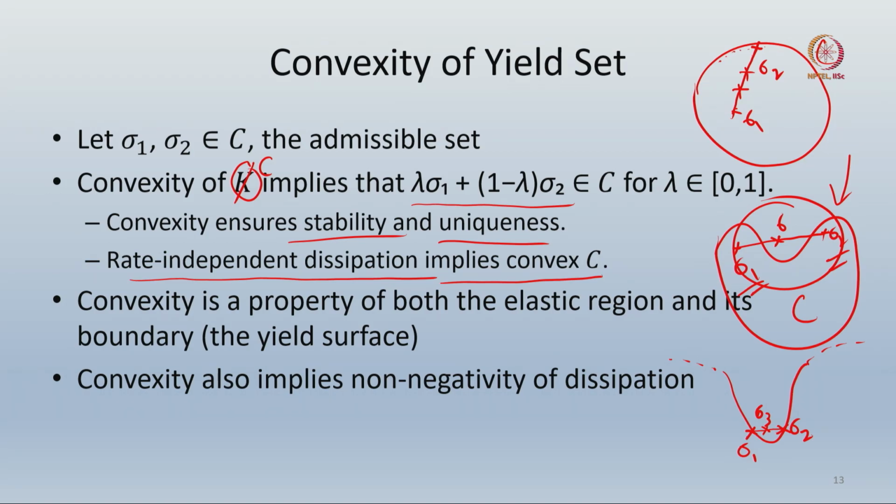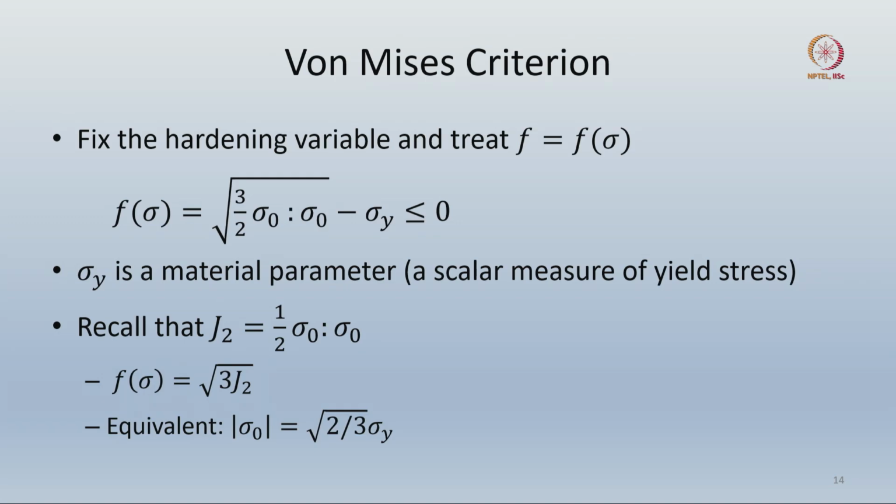So, convexity is a property, as we have already indicated, of both the elastic zone, the elastic region, and the bounding yield surface. And as we will be showing later on, convexity implies non-negativity of dissipation. If you have a non-convex admissible set, then you have to be very careful about the second law of thermodynamics, which may get violated. So, these are the issues.